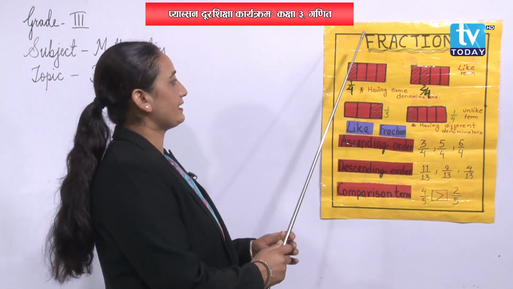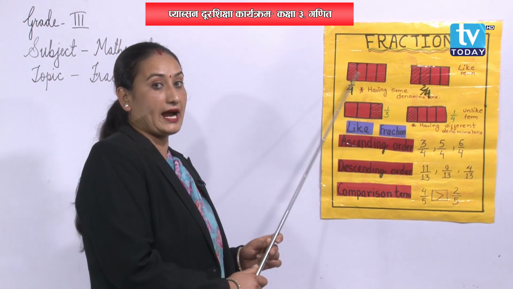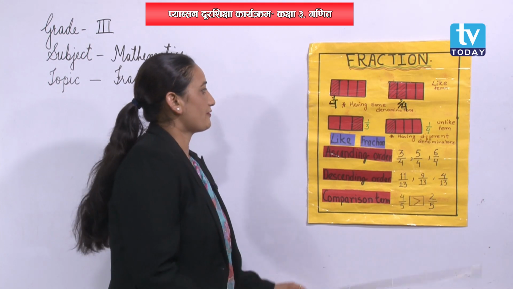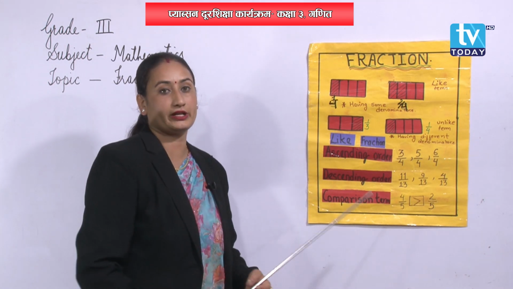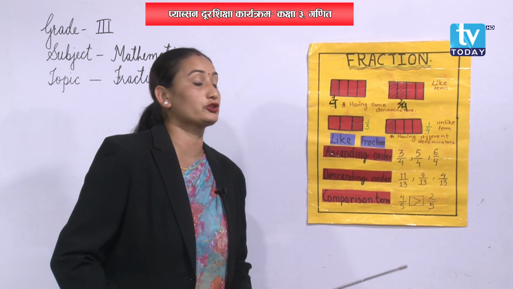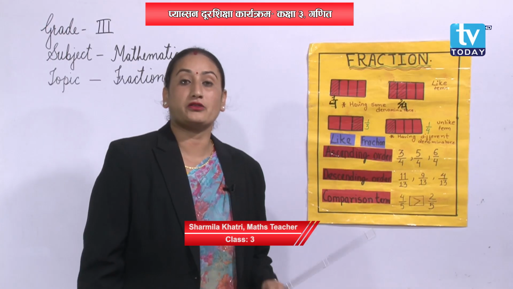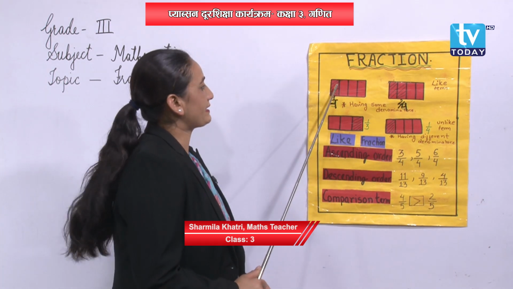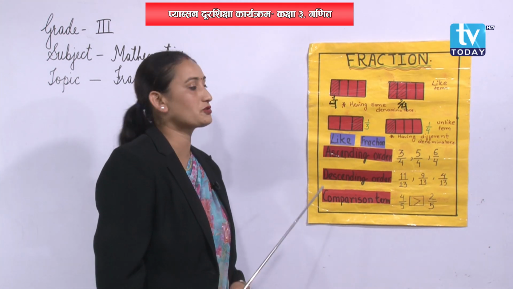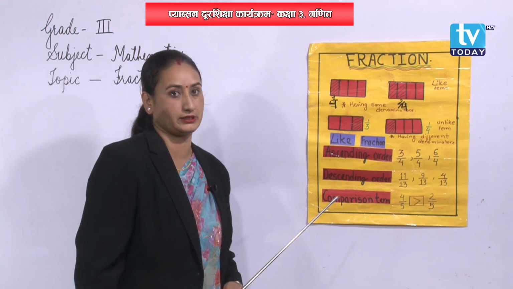Okay, see here in this chart. First, have you seen this picture? Over here, this rectangle is divided into 4 parts. See, 1, 2, 3, 4. Out of 4 parts, one part is shaded, right? So, I have written here 1/4.